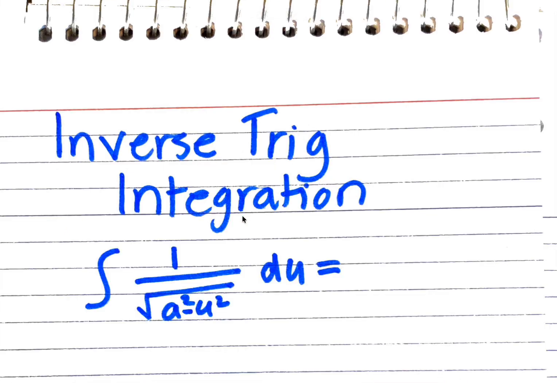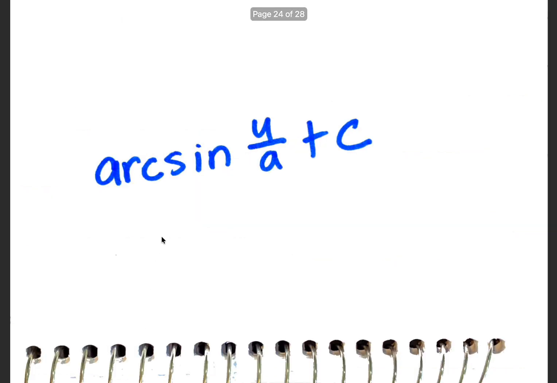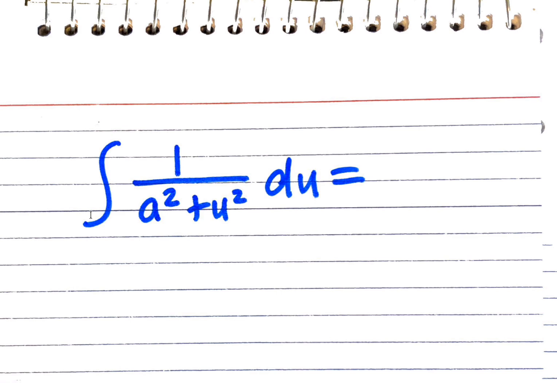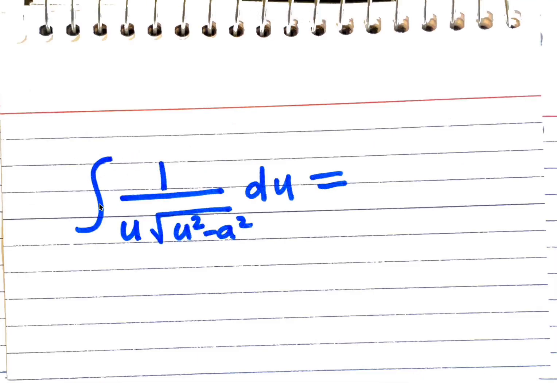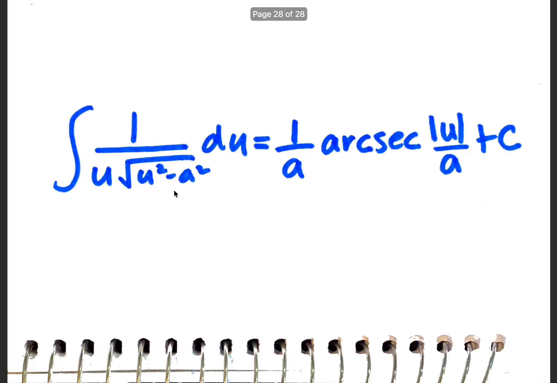Inverse trig integration. Taking the integral of 1 over square root of a squared minus u squared du will give you arc sine of u over a plus c. Taking the integral of 1 over a squared plus u squared du will give you 1 over a times arctan of u over a plus c. Taking the integral of 1 over u times square root of u squared minus a squared du will give you 1 over a times arc secant of absolute value of u over a plus c.